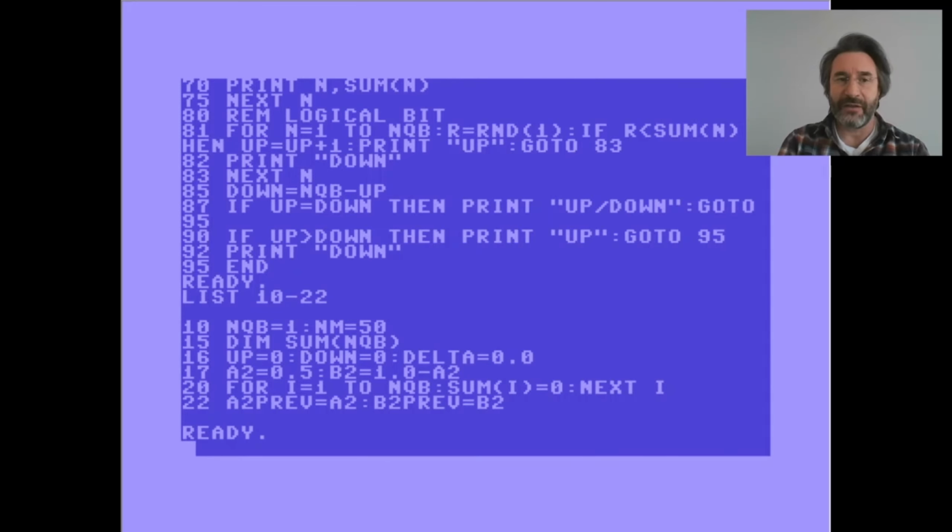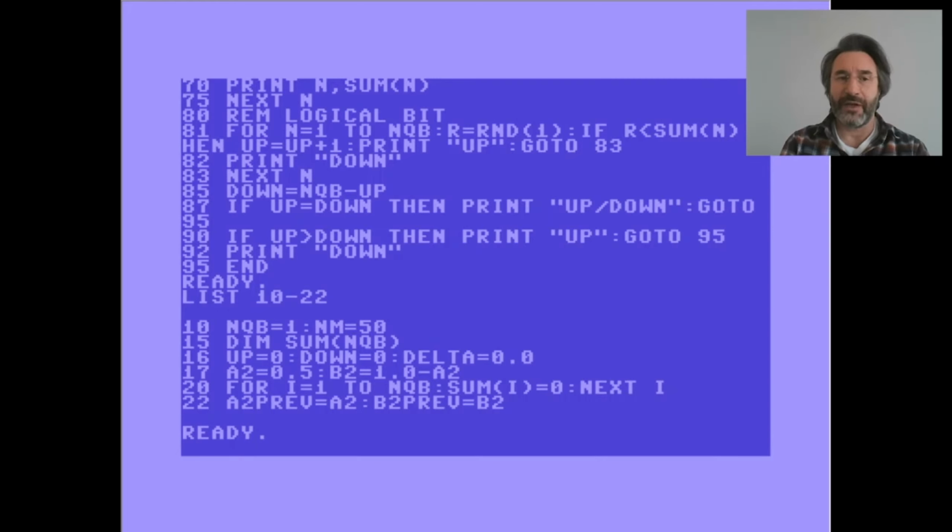Line 17, practically we define A2 and B2, so these are already squared coefficients, and these correspond to probabilities. This is why B2 is equal to 1 minus A2, because the sum of A2 and B2 has to be equal to 1.